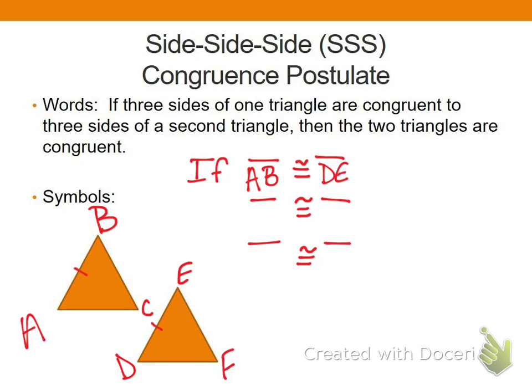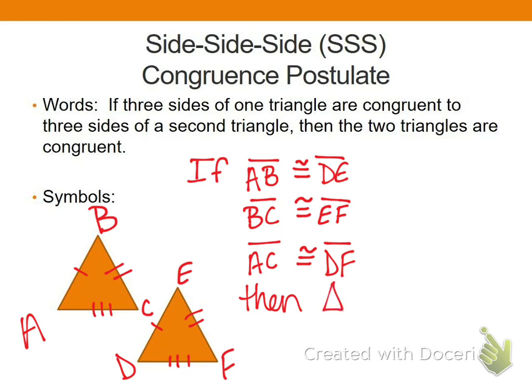Then we need another pair of sides. So I'll move on to side BC, congruent to EF, sure, that's fine. They didn't tell us, so we're getting to pick here. That would leave side AC congruent to DF. Now, if all of this is true, that's enough for me to then say that the triangles are congruent.